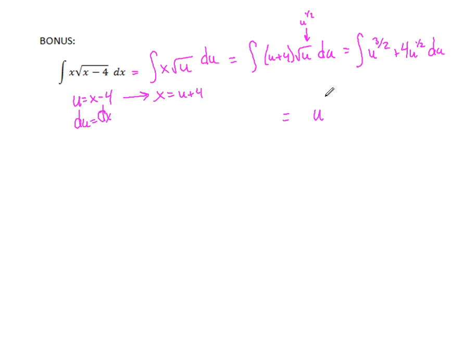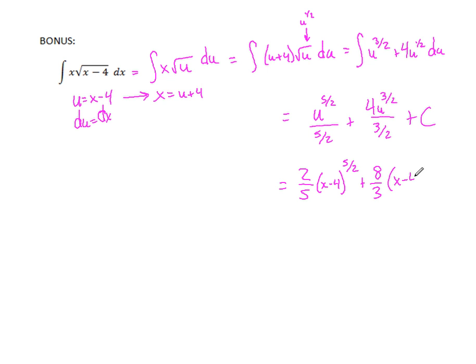So this would be u to the 5/2 divided by 5/2. This would now be 4u to the 3/2 over 3/2, and then plus c. So I'll just simplify from there. 2/5. I don't like u, so I'll change that back into x minus 4 to the 5/2 power. This part will become, it'd multiply by 2 over 3, so it would be 8 over 3. And again, I don't like it in u, so x minus 4 to the 3/2 power, and then plus c at the end because it was indefinite.